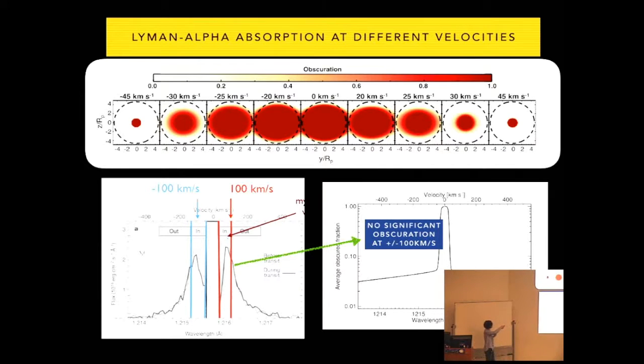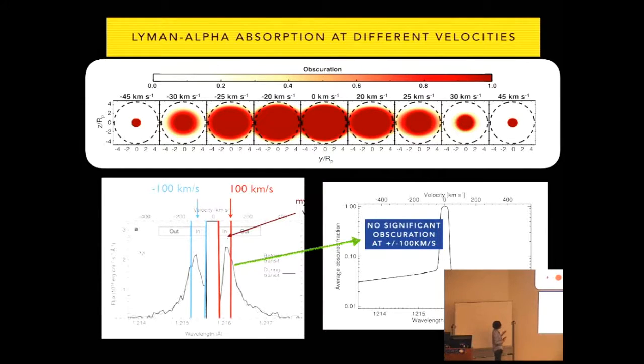The star is the dashed line here, and the red shows you the fraction of the stellar disk that's going to be obscured by this outflow, and you're looking at it as a function of velocity away from line center, so minus 45 to 45 over here. And you can see near line center, the obscuration is enormous, but by the time you get out to around 50 kilometers per second, you basically have no obscuration.